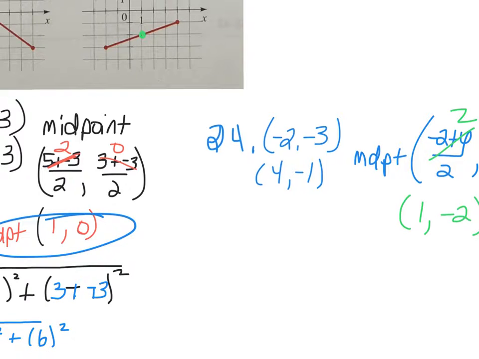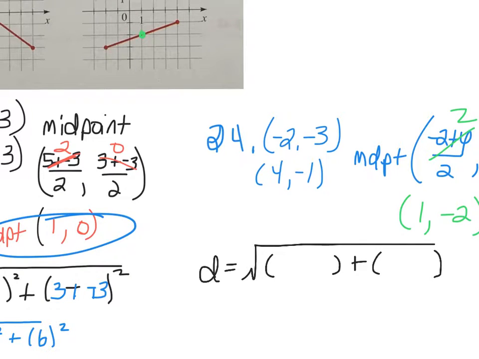And then we're going to do our distance. Again, set your distance up first. I have my 2 parentheses. What goes in between each parenthesis? Plus sign. Inside each parenthesis is a subtraction, and I square both parentheses. So just take your x's. What are my x values? Negative 2 and 4. What are my y values? Negative 3 and negative 1.